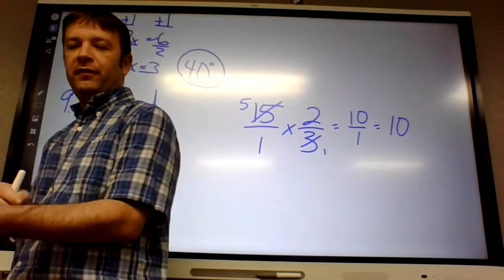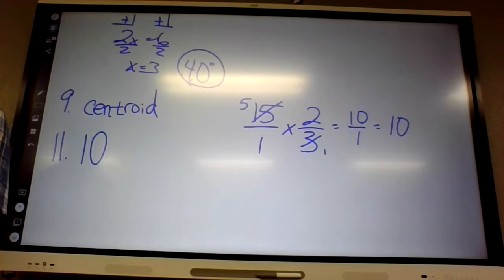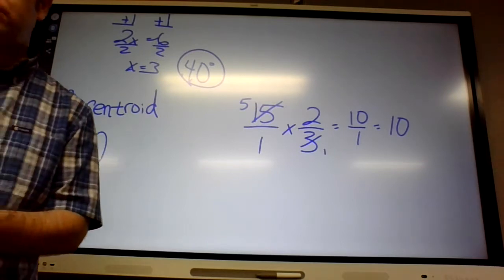On 12, it's kind of the same thing, but it's asking for DY, which would be the shorter side. So that would be 1/3 of the way, right?